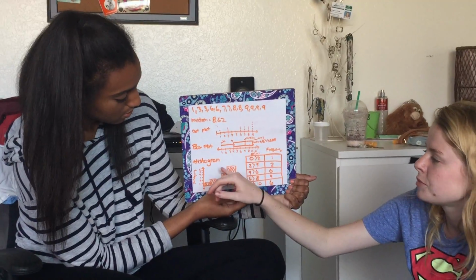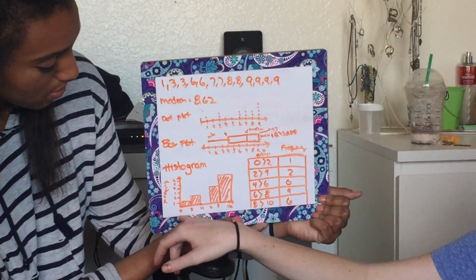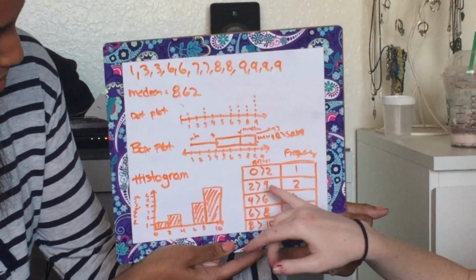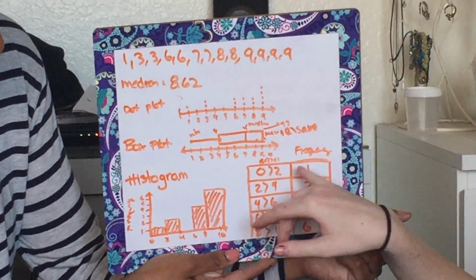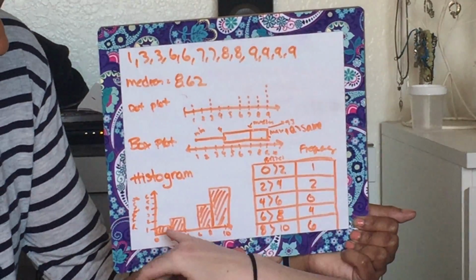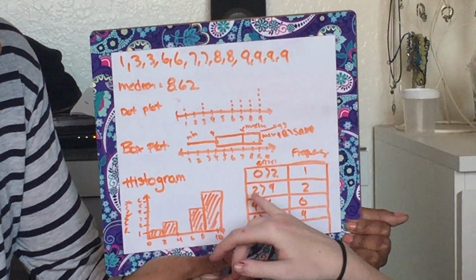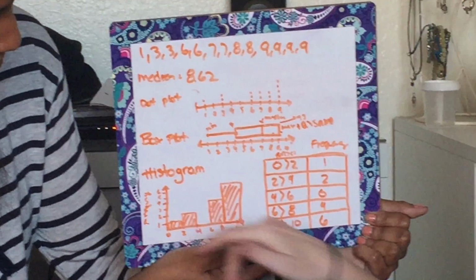And for the histogram, you use frequency for the y-axis. For how many numbers from 0 to 2, you only have 1, so you draw the bar up to 1. Then you go to 2 to 4, and you have 2 of those, so you go up to 2, and so forth.